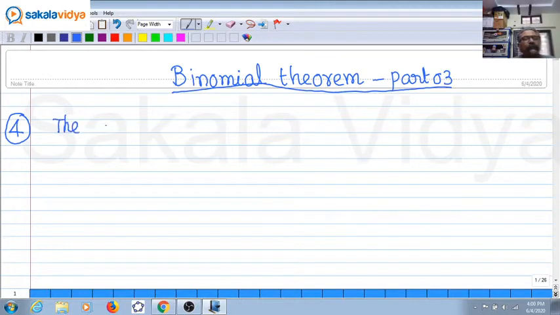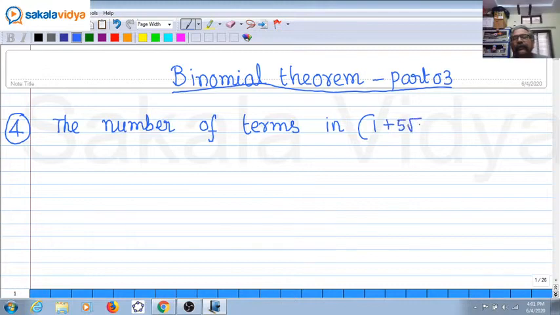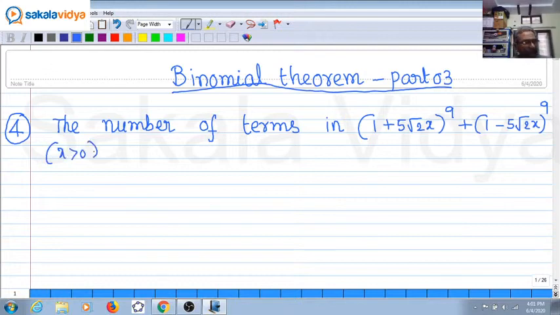The number of terms in (1 plus 5 root x) whole to the power of 9 plus (1 minus 5 root 2 x) whole to the power of 9, in brackets x greater than 0, is: first option 3, second option 5, third option 4, fourth option 6.